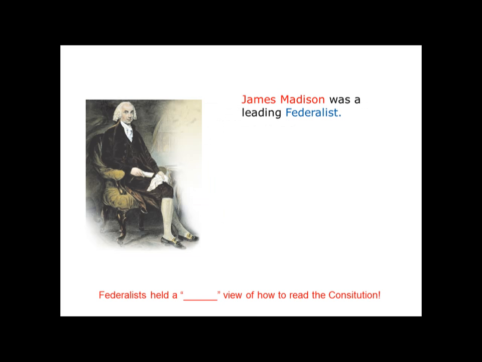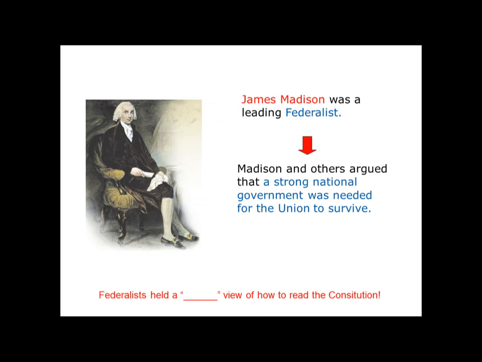James Madison was a leading Federalist. Madison and others argued that a strong national government was needed for the Union to survive. Federalists held a, you want to type in loose, view of how to read the Constitution. Loose meaning what is necessary and proper. Could the government, the federal government that is, create a law that's necessary and proper? That was a loose view. This was problematic with many leaders in many states.